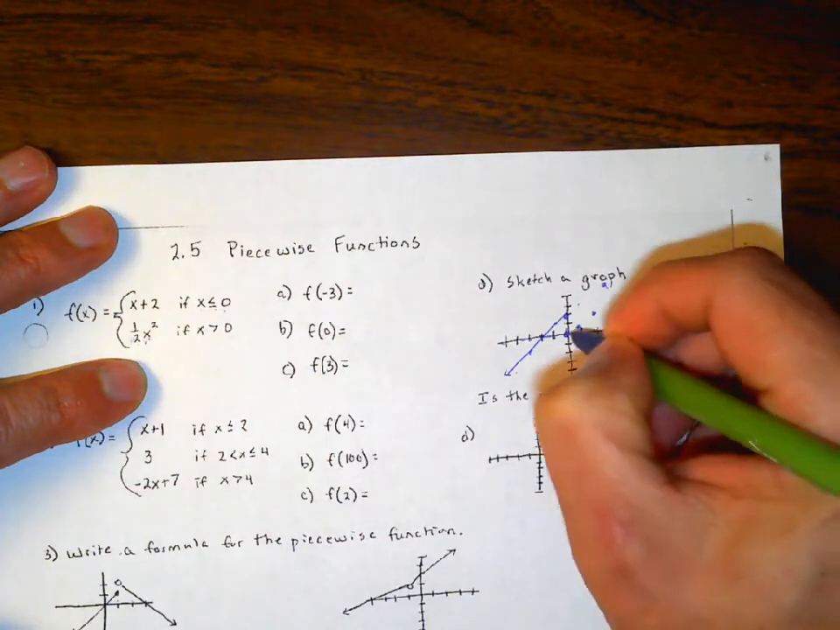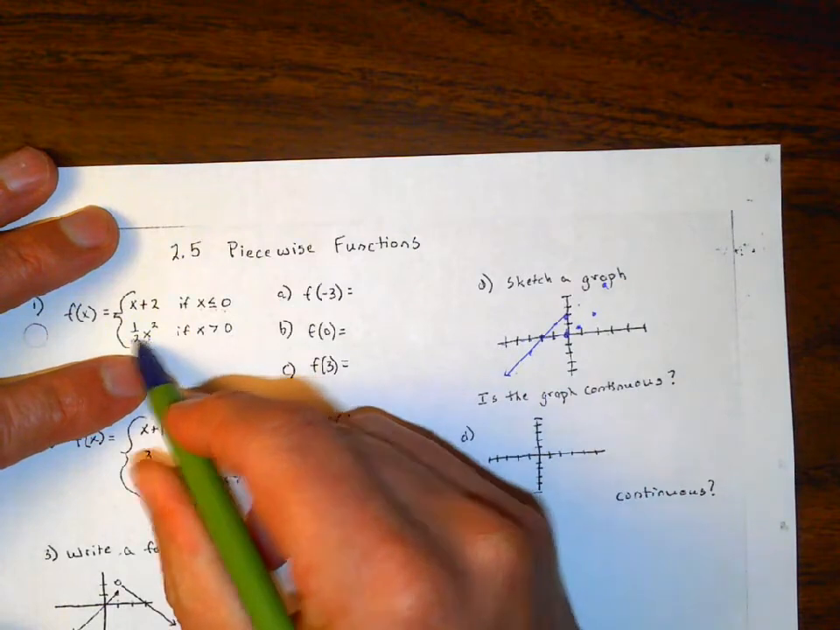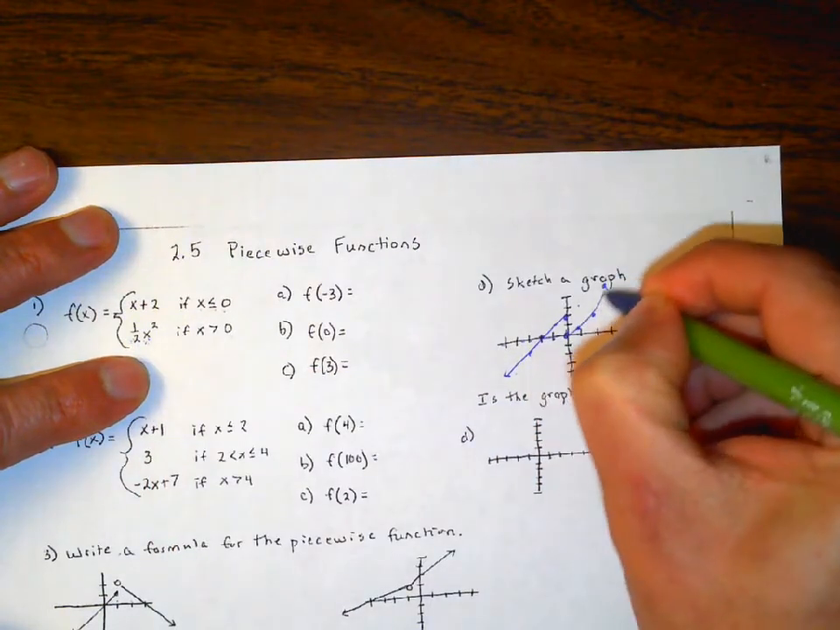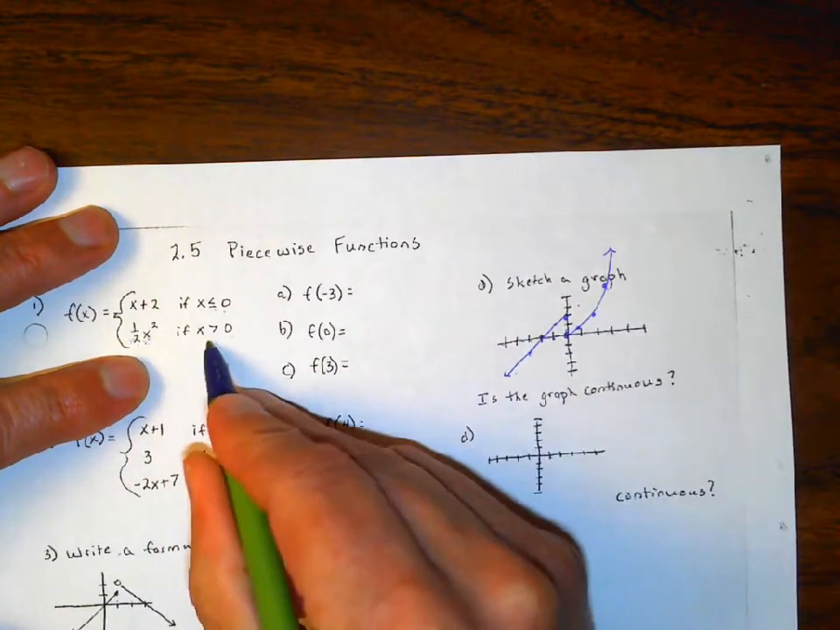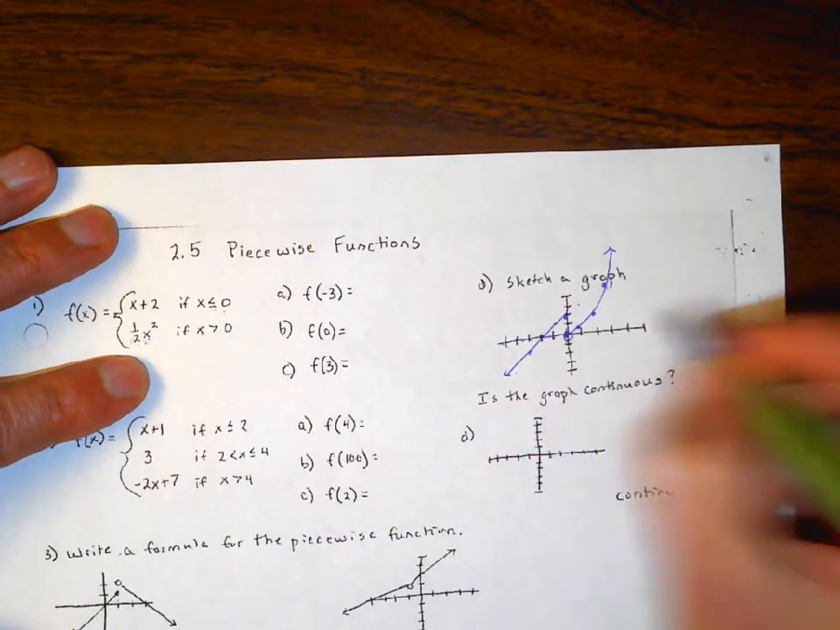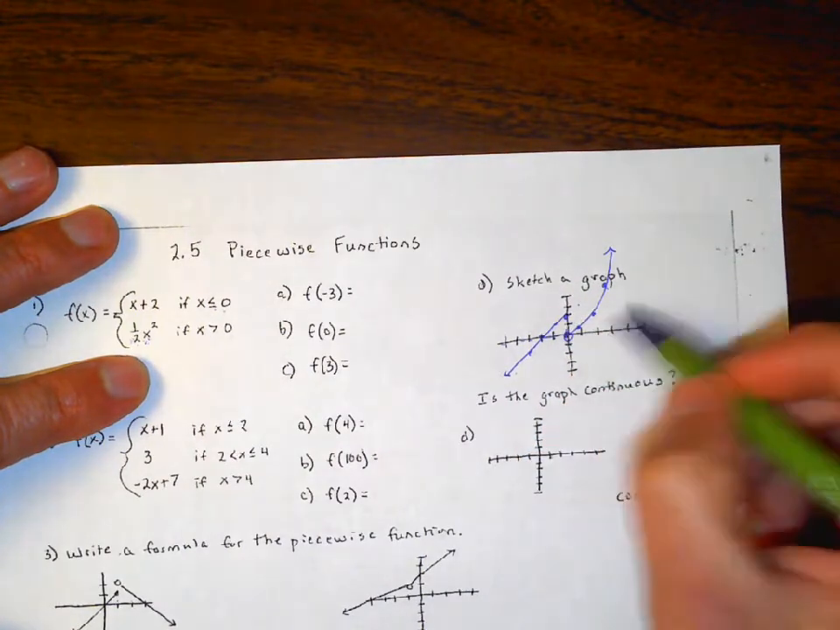Okay, so it gives you an idea. We know this is a parabola, so it gives us this graph there, and since this is not or equal to, this is an open circle right there. Okay, so there we have our graph.